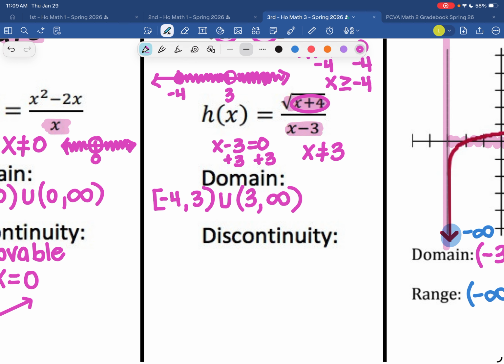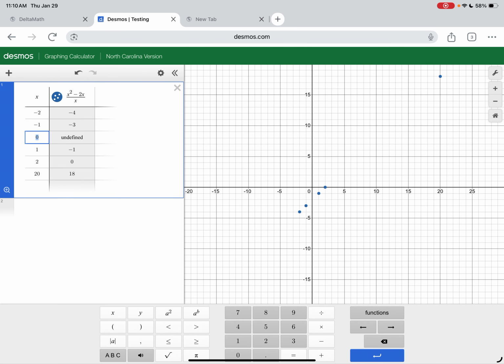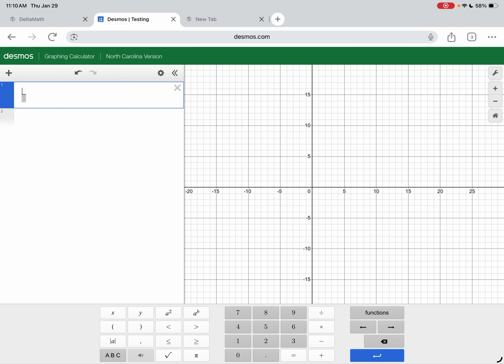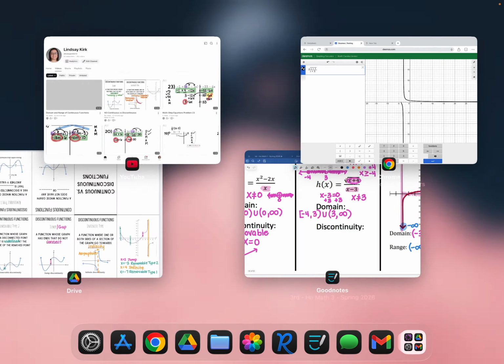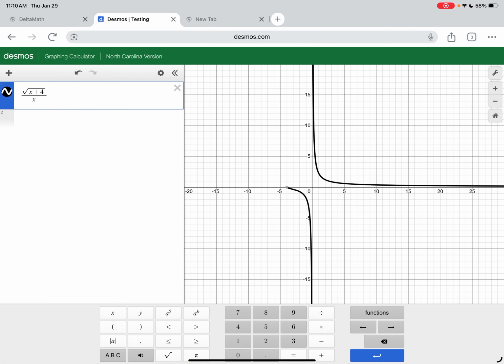So the question is what type of discontinuity do I have? Do I have a point, a removable point? Do I have infinite? Do I have a jump? So I'm going to put this in Desmos so we can look at it. So again, in the numerator, I had the square root of x plus 4. And then in the denominator, I had x minus 3.